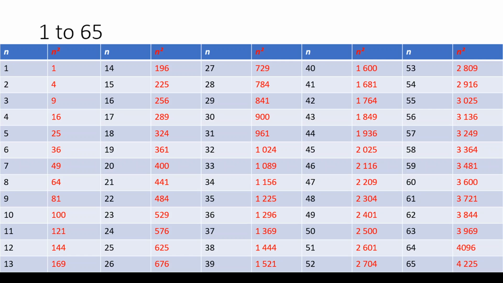Now, first you might be thinking, what on earth is this table? N, N squared, N, N squared. The N and N squared up the top is just saying a number, and that number squared.